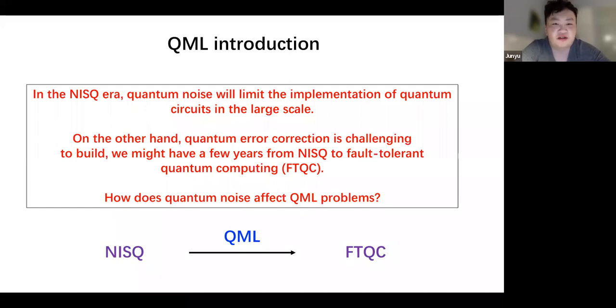Furthermore, the development of quantum machine learning must be aligned with the development of quantum algorithms and quantum hardware. We know that currently we are in the NISQ era where people are able to control some number of qubits, which could potentially be large. However, quantum noise will limit the implementation of quantum circuits at a large scale. In order to perform more accurate computation, we have to do quantum error correction. However, it is challenging at the moment to build large-scale fault-tolerant quantum computing, so we might still have a few years from NISQ to fault tolerance.